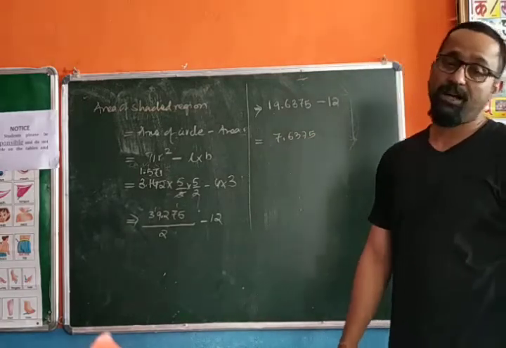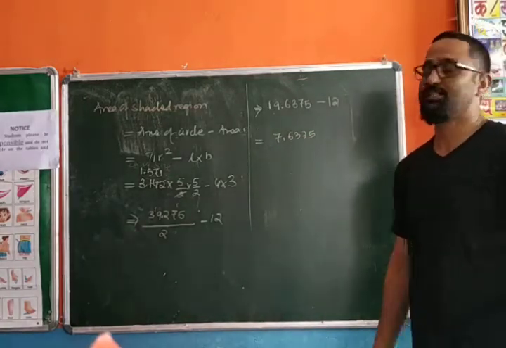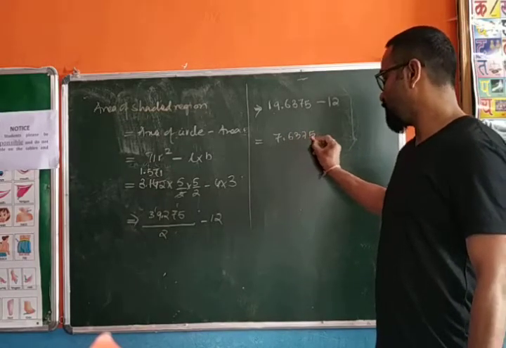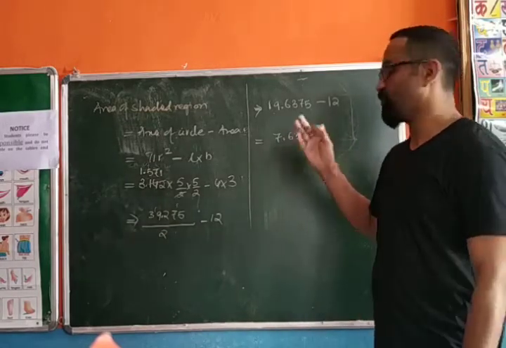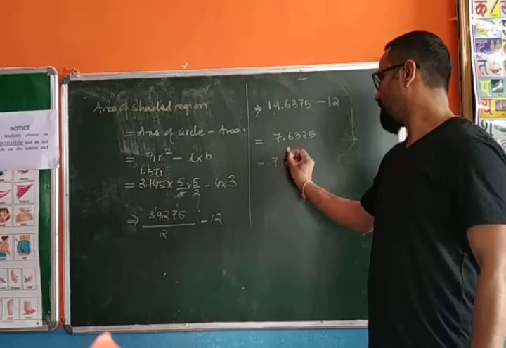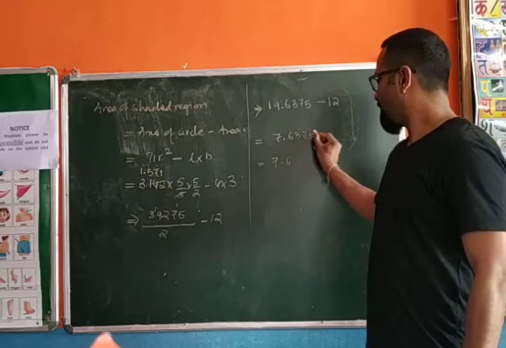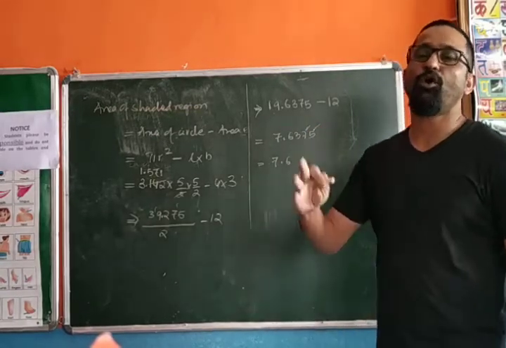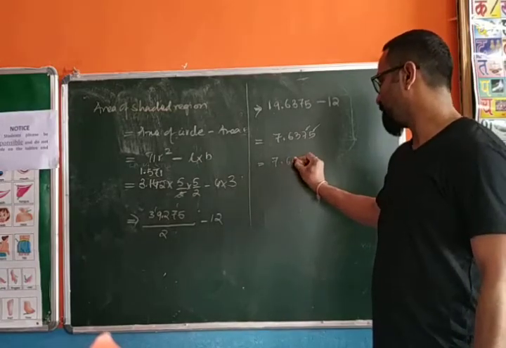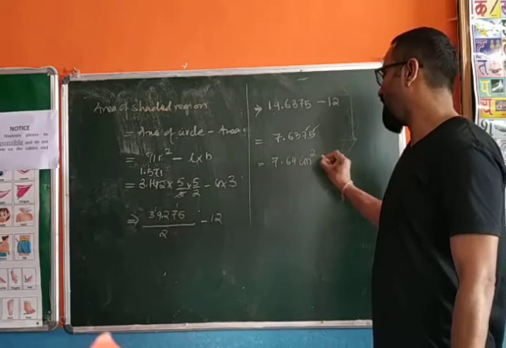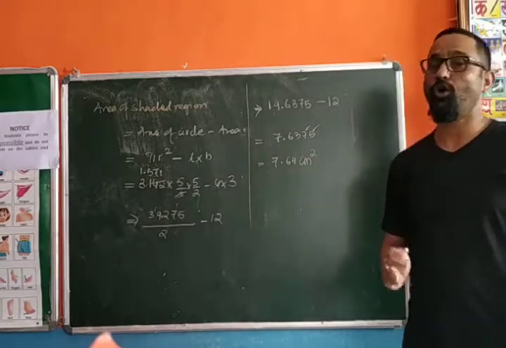Question says that write down the answer correct to 2 decimal places. So you have 1, 2, 3, 4 decimal places. You have to get only 2 places of decimal. So you write 7.6, you copy. And this is 5 and 7 is greater than 5, so you borrow 1 and add to 3. 3 plus 1 is 4. You get 7.64 centimeter squared. This is called rounding off.